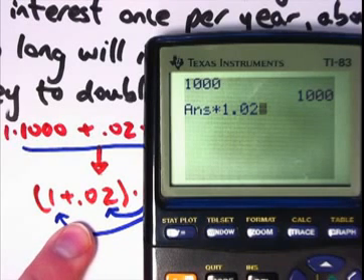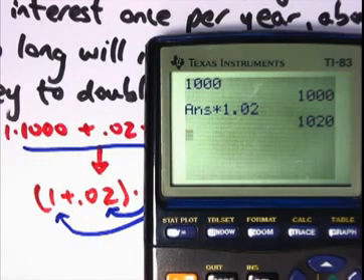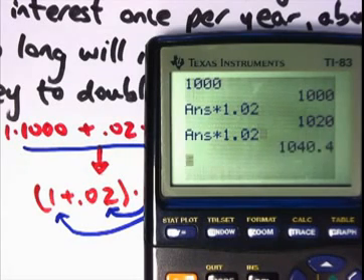To get the final balance after 1 year of $1,020. And if I keep multiplying by 1.02, the same logic is going to give me my balance after 2 years, and after 3 years, and after 4 years. My balance after 2 years is $1,040.40. Yeah, it grew a little bit more than $20, $20.40.